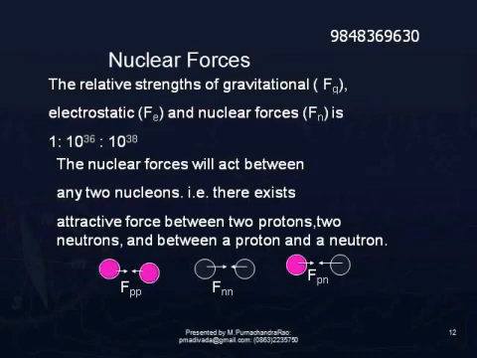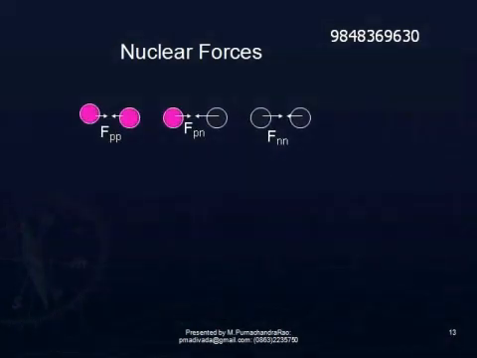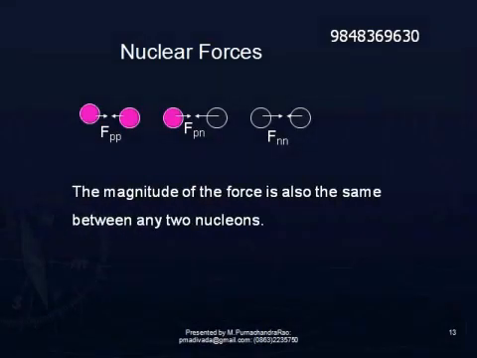So compared to electrostatic force, this nuclear force is about 100 times stronger, and this force is an attractive force, and it acts between any two nucleons, that is between two protons, between two neutrons, and between a proton and a neutron. The magnitude of the force between two protons is the same as the magnitude of force between two neutrons, and it is the same as the force between a proton and a neutron. So the magnitude of force is the same between any two nucleons.